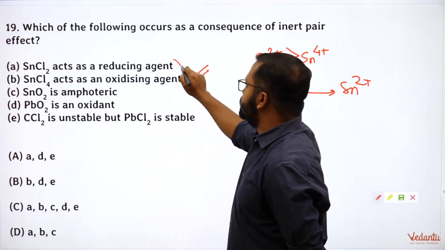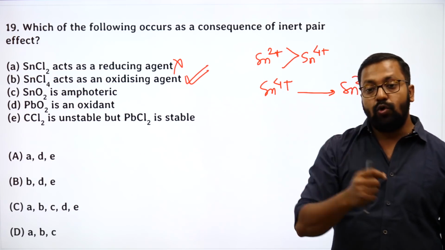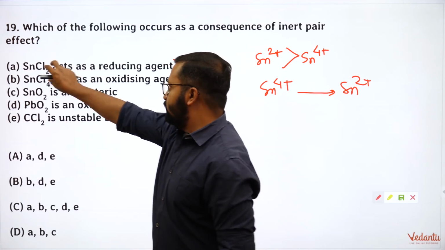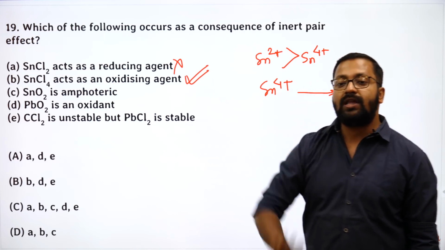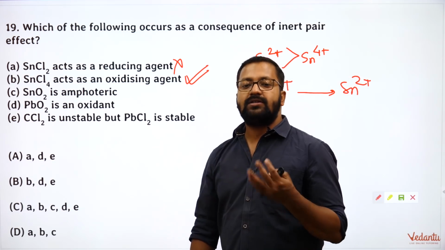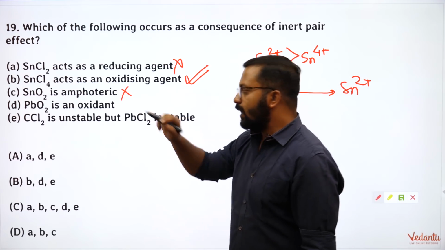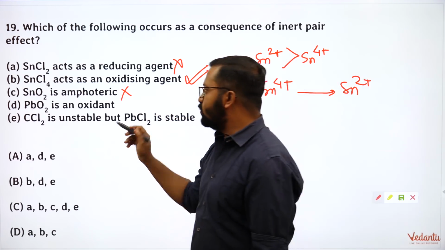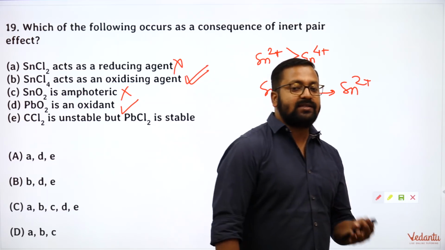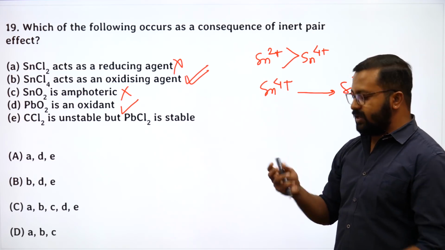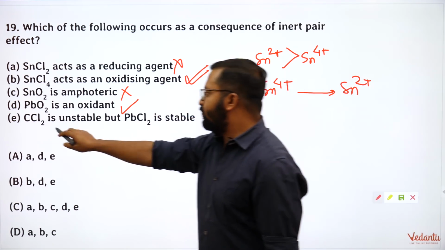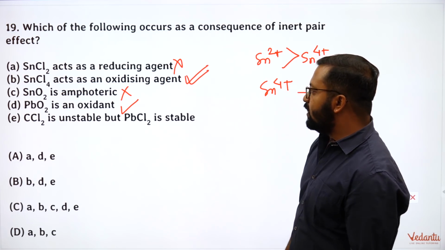Sn2+ cannot act as a reducing agent because if Sn2+ would act as a reducing agent, it would want to convert to Sn4+, which is not a favorable reaction. This statement suggests that Sn2+ is wanting to convert into Sn4+, but that does not happen. SnO2 is amphoteric. Amphoteric nature cannot be explained using inert pair effect. PbO2 is an oxidant. We can explain it using this because it is Pb4+. Pb4+ is less stable than Pb2+. So Pb4+ would want to take up electrons by oxidizing something else, so it will behave as an oxidant. CCl2 is unstable, but PbCl2 is stable.